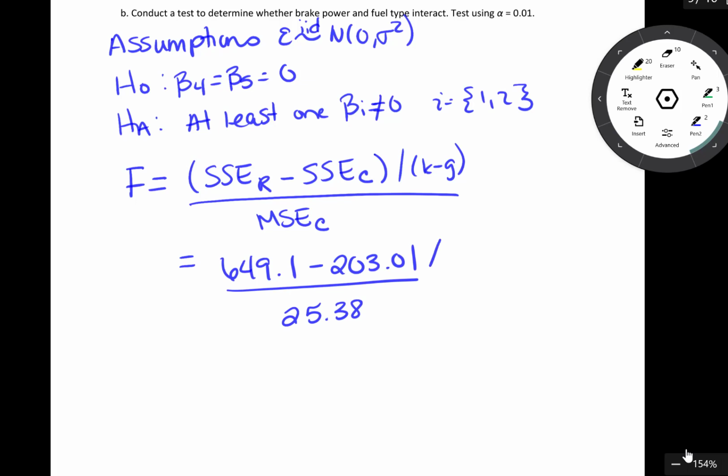Now the last thing we need is that k minus g, but remember that k minus g is just the number of parameters that differ between the two models, or you could even think of this as the number of parameters that you have under the null hypothesis. So under the null hypothesis we have 2 parameters, so k minus g is just equal to 2. And this is equal to 8.7882.